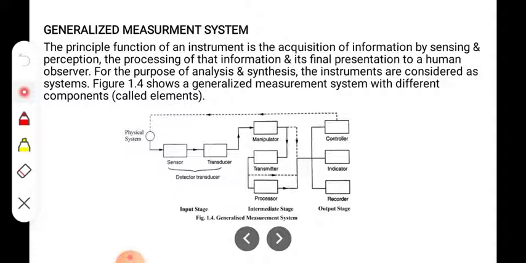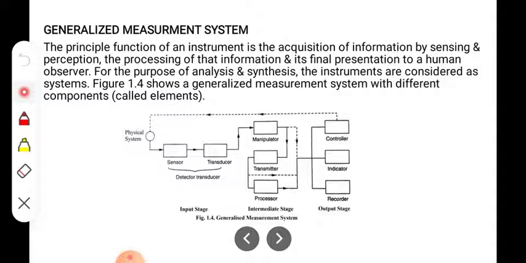Then the next three elements are the manipulator, transmitter, and processor. These three elements are combinedly called the intermediate stage in the generalized measurement system. Then the controller, indicator, and recorder, these three elements act as the output stage. Means while presenting processed, synthesized or analyzed data, these three output stage elements work as a controller, indicator, and recorder.